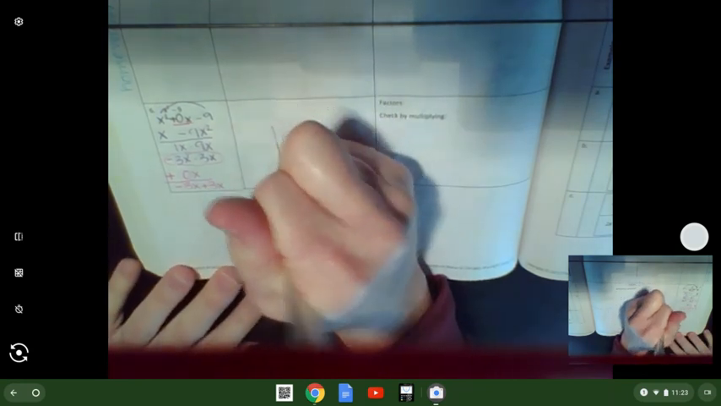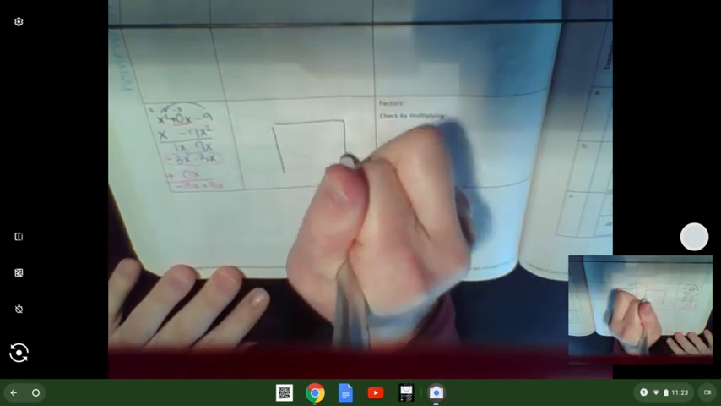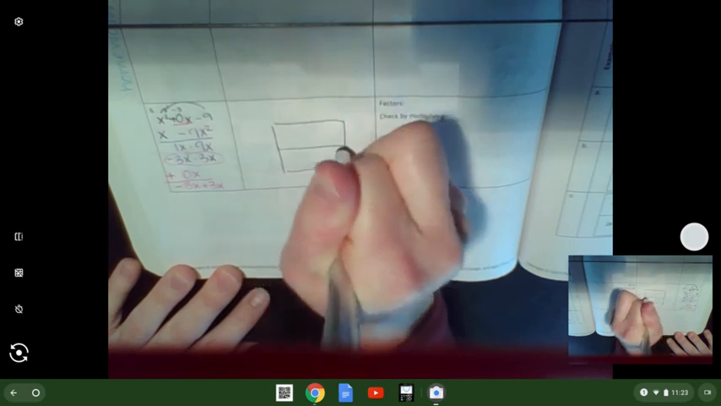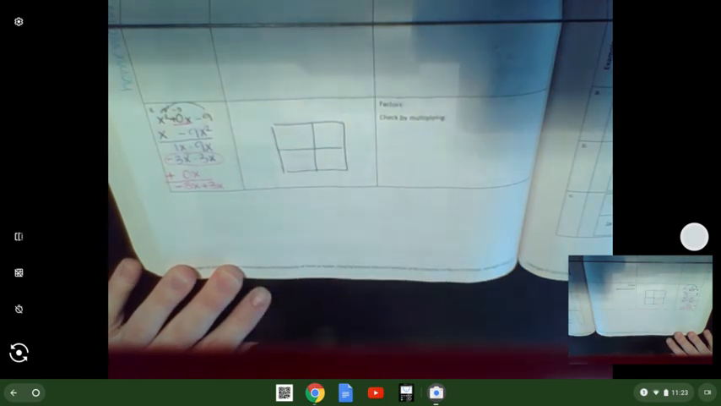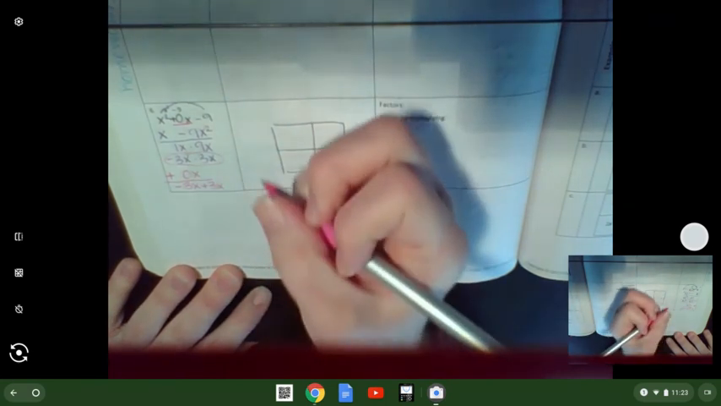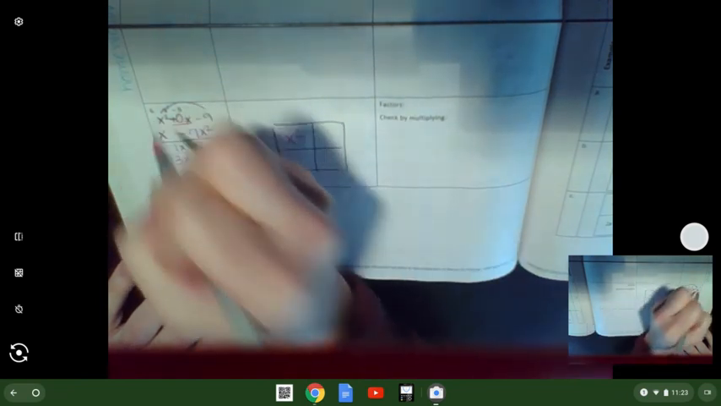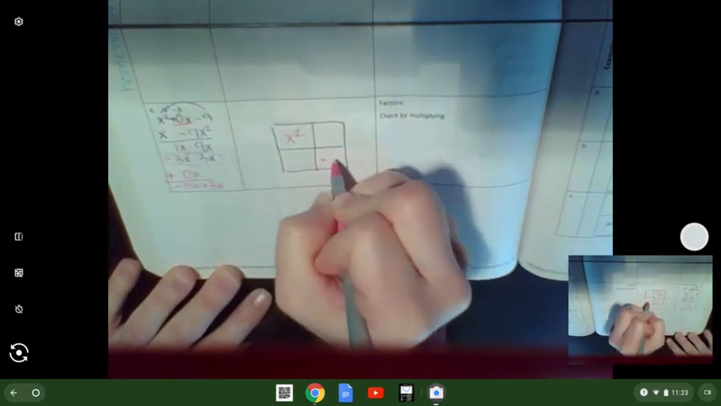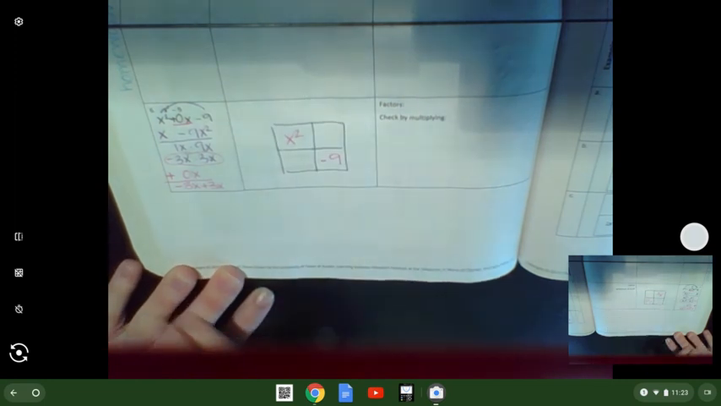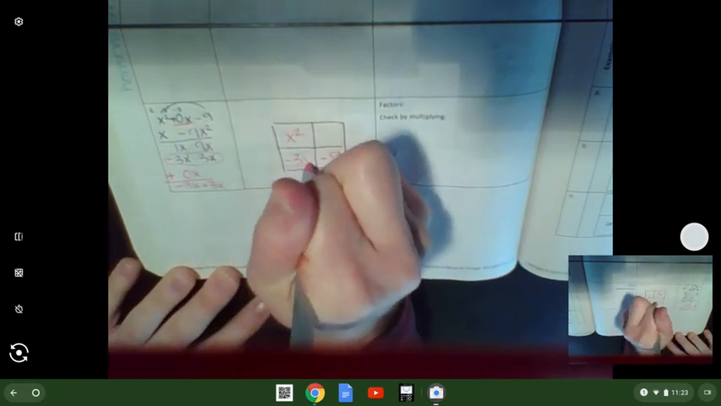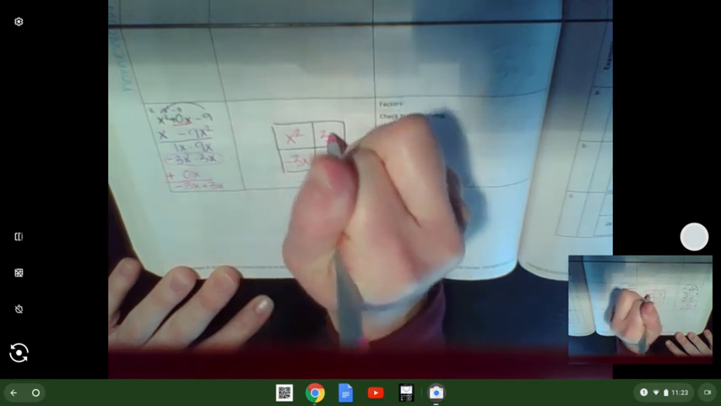Okay, moving into our box then. I'm going to create our box. Our x squared term, the 2 connected by the little rainbow, x squared term, and our constant term. Don't forget that minus that's on it, negative 9. Then we're going to fill it in with our 2 chosen factors, any order, negative 3x, positive 3x.